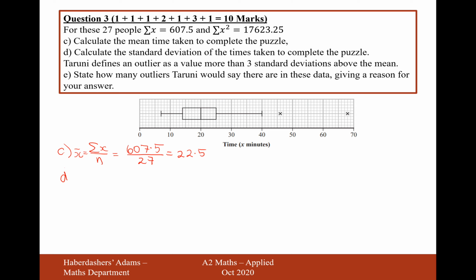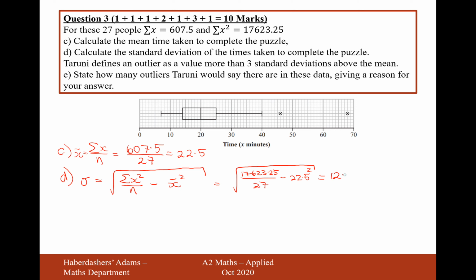Let's move on to part D. Now calculate the standard deviation of the times taken to complete the puzzle. Well, the standard deviation is the square root of the sum of x squared over n minus the mean squared. So that's going to be the square root of the sum of x squared, which is 17623.25, over n, which is 27, minus the mean squared. That's going to be minus 22.5 squared. And when we type all of that into the calculator to three significant figures, we get 12.1.